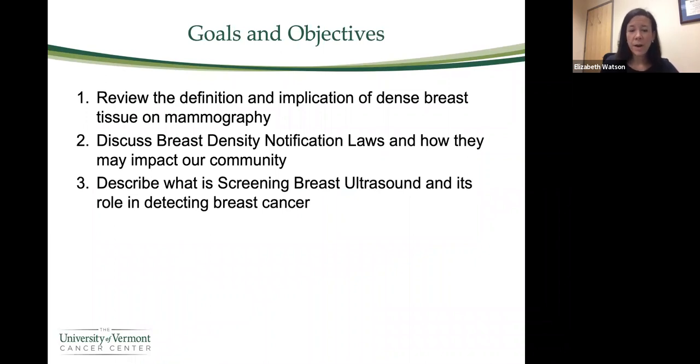on mammography. We will discuss breast density notification laws and how they impact our community here in Vermont, as well as across the country. We'll describe what is a screening breast ultrasound, the various types of screening breast ultrasound that we can use, and their role in detecting breast cancer.